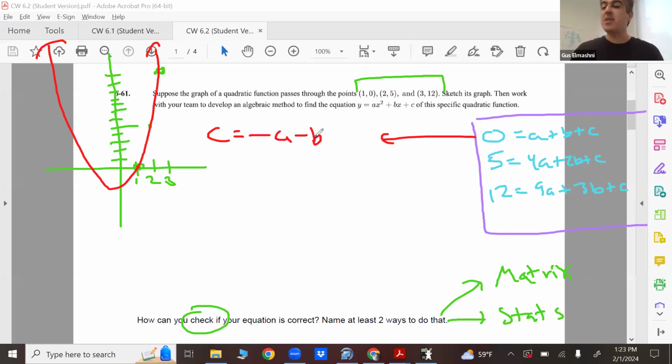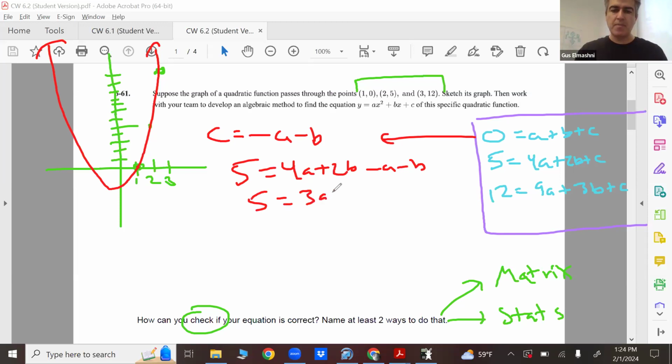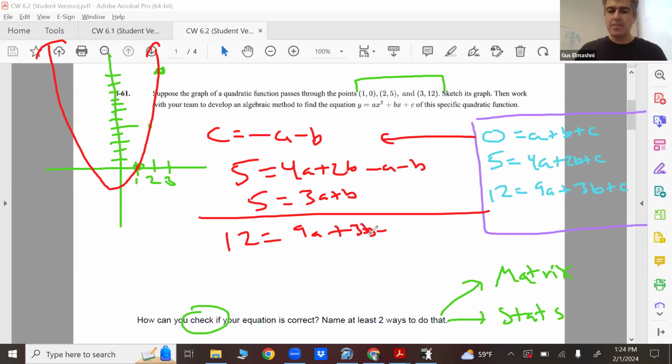I'm just kidding. No, let's get C by itself. Why? Because what's the coefficient of C for all the other equations? Just one, right? So 5 will equal 4a plus 2b, negative a, negative b, which means 5 will equal 3a plus b. Next up, 12 will equal 9a plus 3b minus a minus b. Easy peasy, right? 12 will equal 8a plus 2b.